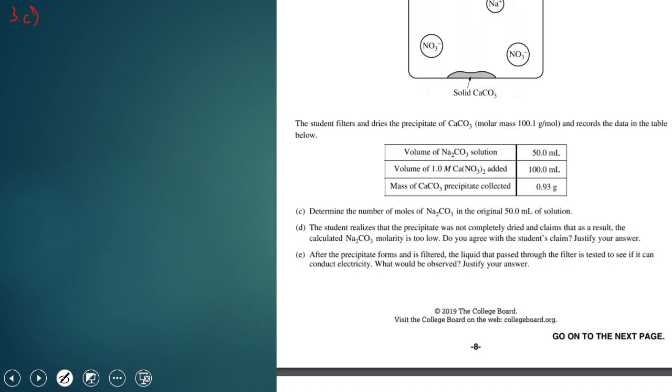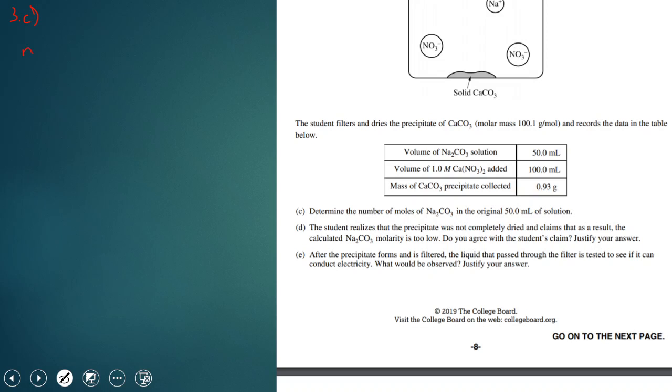3C. Determine the number of moles of Na2CO3 in the original 50 ml solution, given that we dried the precipitate of calcium carbonate and got the data in that table. Alright, so what are we told? Well, we are told that we have 0.93 grams of precipitate. What else are we told? The molar mass of the precipitate is 101.